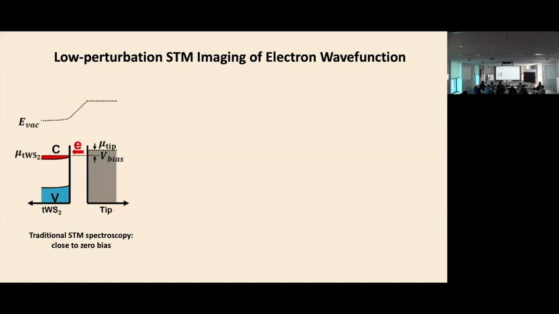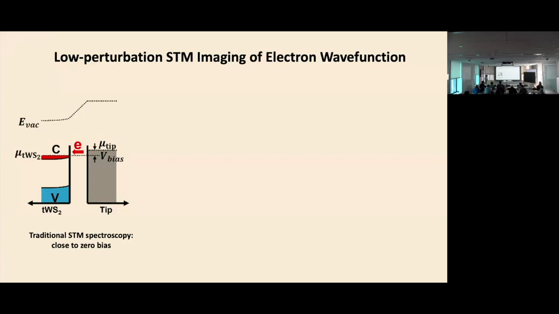This very large electric field below your tip will push the electrons around and strongly perturb the system. So you will not be able to get a simple density of states mapping, or map out the electron density, because everything is perturbed or destroyed by the tip itself.